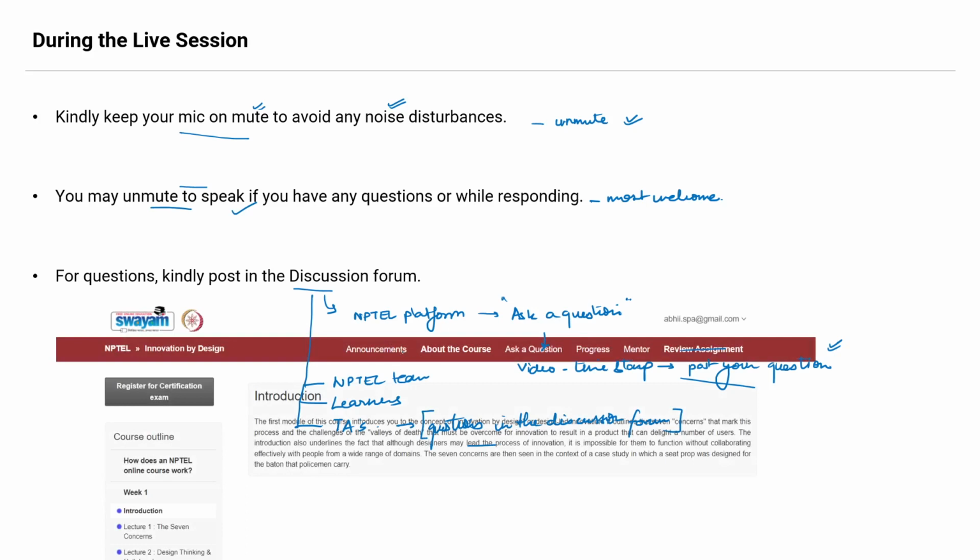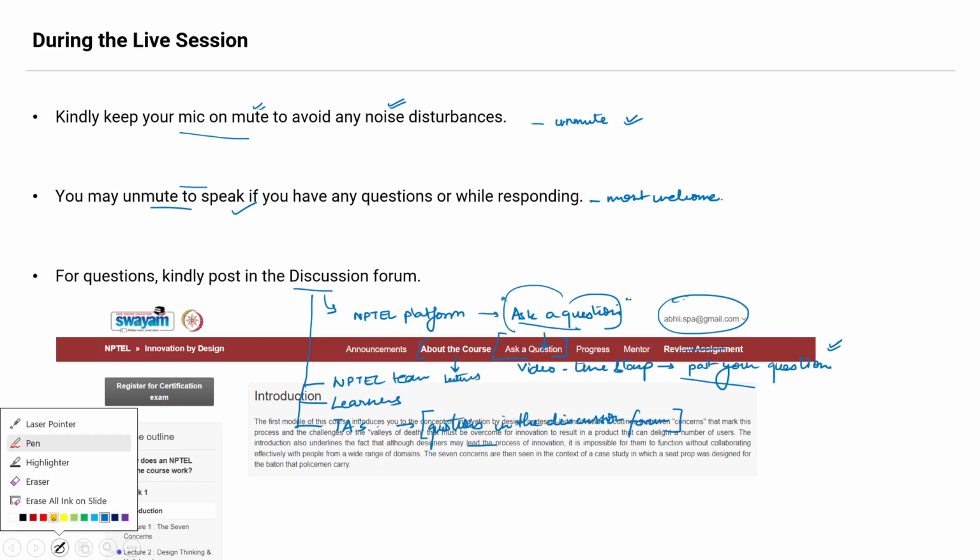Okay, so these are the few tabs. Sorry, I scribbled all over it, but it's quite overlapping. So, like I mentioned, Ask a Question is a tab which is here. So when you log into your NPTEL platform through your mail ID, this is how the screen will look. All the course content, all the lectures are available in the About the Course. Let me use a different color so that it's more readable, right?